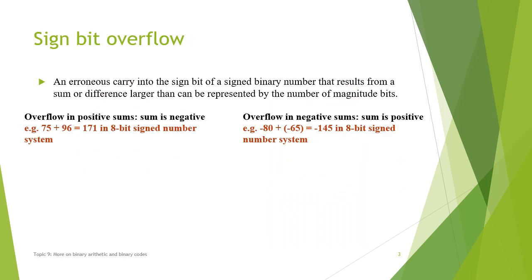Since any n-bit signed number has a specific range, there is a possibility that for some operation, either addition or subtraction, the result might go beyond that range. And if that happens, we say that we have a sign bit overflow. Basically, we find there's some abnormal status on the sign bit. Let's take a look.